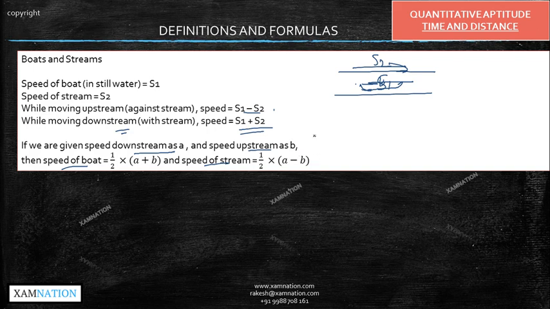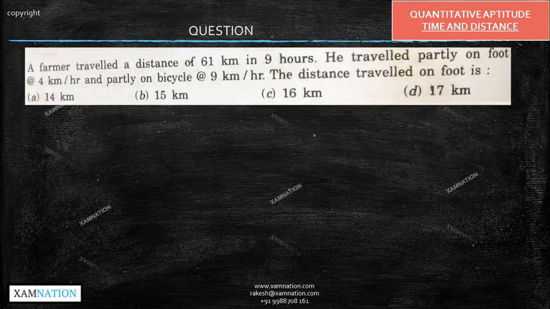So students, these are all the concepts of time, speed and distance, and we have seen their application in trains as well as in boat and stream. So let's understand these concepts with the help of some examples.